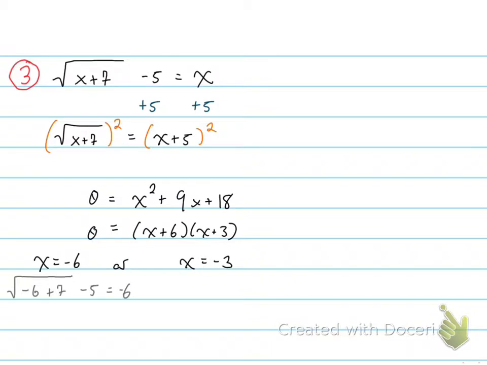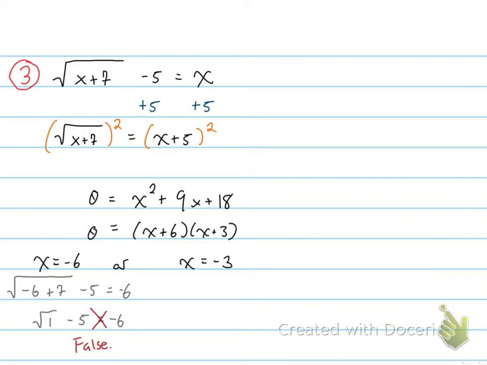When I plug in -6, I end up getting the square root of 1 minus 5 equals -6. Now the square root of 1 is just 1. 1 minus 5 will give me -4, which does not give me -6, so this isn't going to work. So that's an extraneous solution.